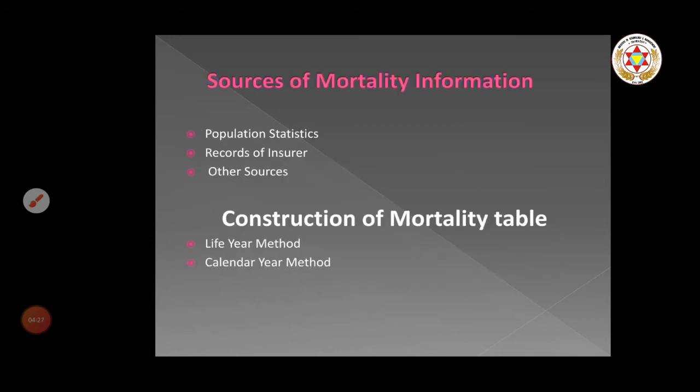Then move to sources of mortality information. Number one is population statistics. It can be found from the population statistics how many persons have died at what age. Then records of insurers give accurate figures because each death can be recorded correctly, and therefore the correct number of persons living and dead for each age can be known. Then other sources: a mortality table can also be prepared from the records kept by the hospitals in respect of patients, and municipality records where births and deaths are registered.